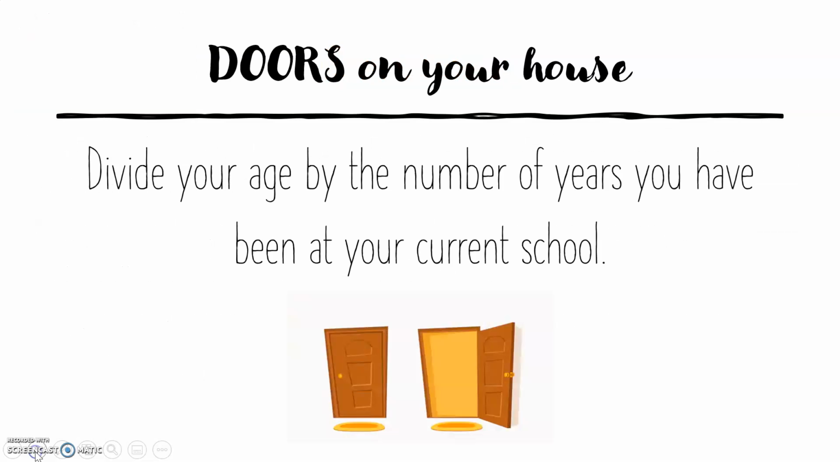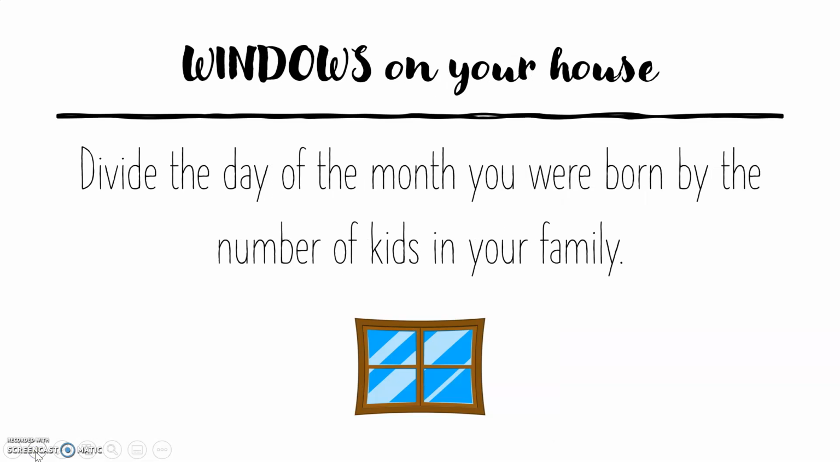This is step 1. We're going to figure out how many doors will go on our house. Our equation will be divide your age by the number of years you have been at your current school. Now, to figure out the windows on your house, divide the day of the month you were born by the number of kids in your family.